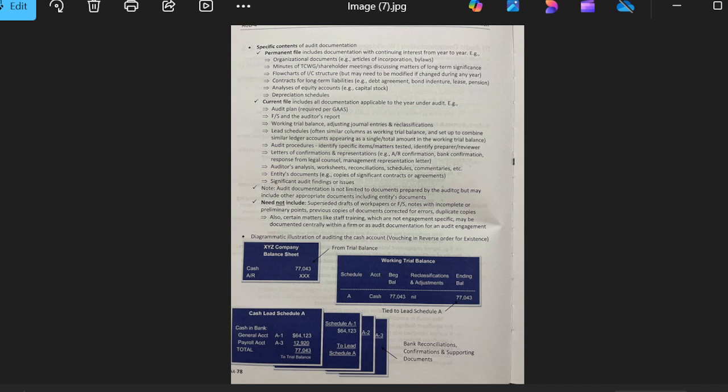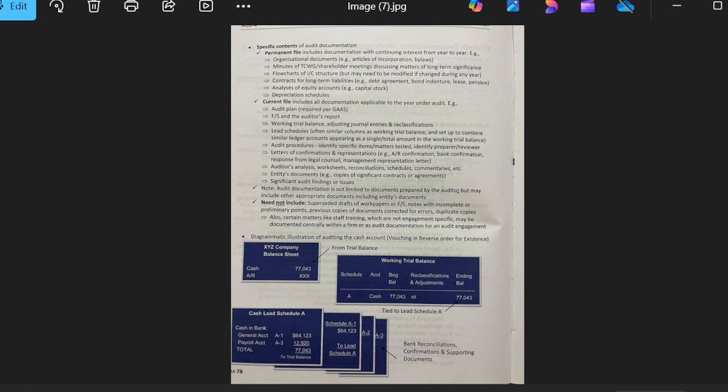performing. Also, audit documentation is not limited to the documents prepared by the auditor, but may include other appropriate documents, including the entity documents also. So, any supporting documents provided by the entity which are used as a part of our audit should also be used as audit documentation and properly documented.